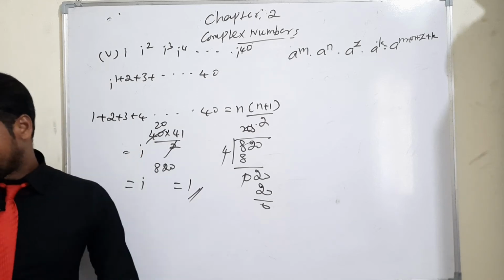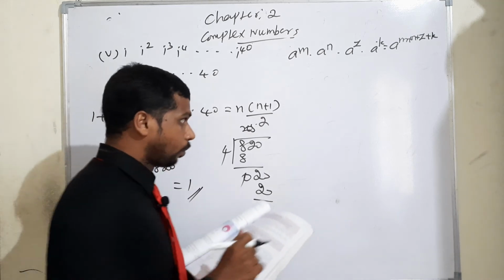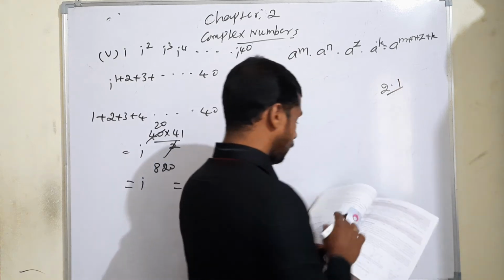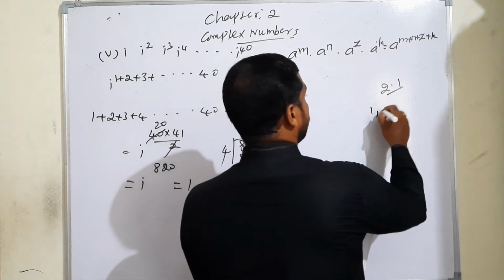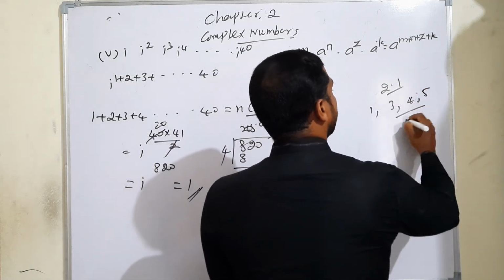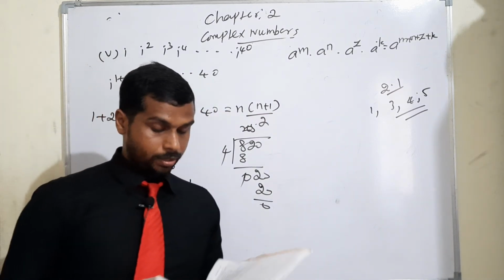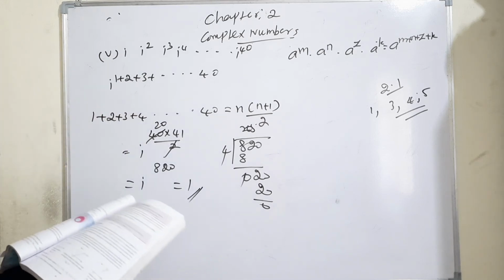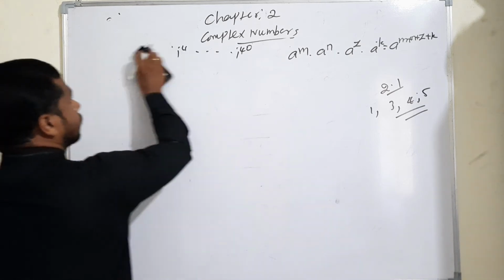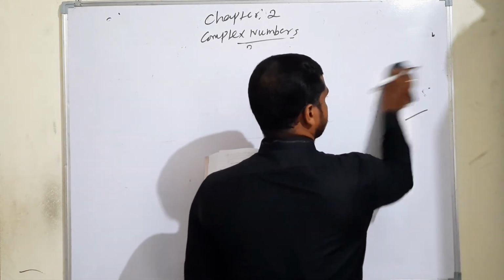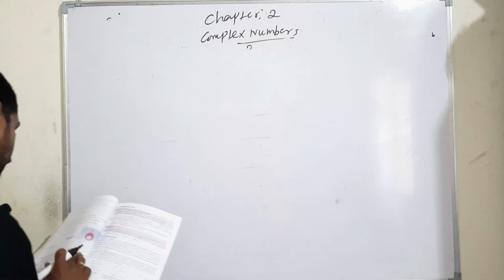Then I am moving to exercise 2.1 for your homework. Exercise 2.1, question number 1, 3, 4 and 5. You have to do 1, 3, 4, 5. Do it on your side. Okay, question number 1, 3, 4, 5. Now I am doing question number 2 and 6. Okay, what is the question? Question number 2. Okay, 1, 3, 4, 5 you have to do. I am moving to do question number 2.